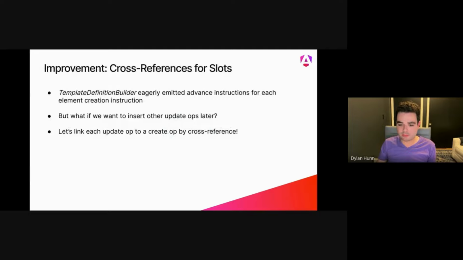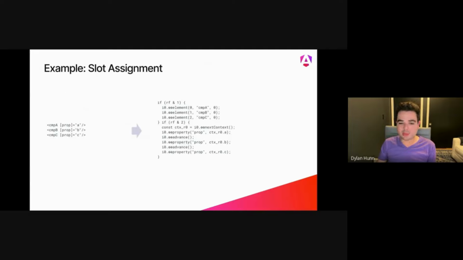We can link these together using cross-references. We'll assign just a number to this creation mode element, and then we'll assign the same cross-reference number to this property element. These will get linked together explicitly, same with these, and same with these. Then we can have a phase that goes through and inserts these advances. It says, whenever the cross-reference number of the update instruction changes, I know it's time to insert an advance.